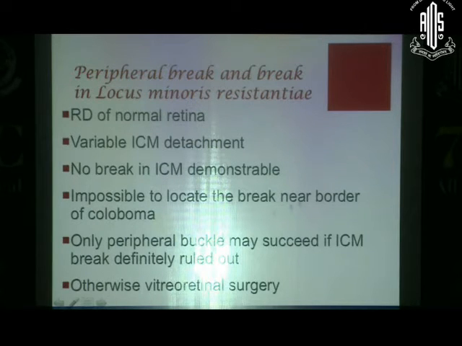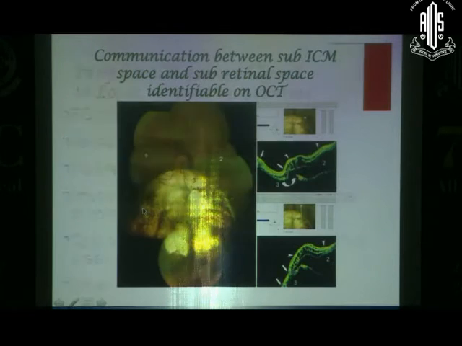It's impossible to locate the break near the border of the coloboma clinically, and only a peripheral buckle may succeed if you can definitely rule out an ICM break, because the break at the junction of the coloboma with the retina, that is the locus minoris resistentiae, is not in communication with the vitreous cavity. It's a peripheral break which is in communication with the vitreous cavity. If you seal it, everything should be okay, provided you are sure in your estimate and judgment of what is happening. Otherwise, you do vitreoretinal surgery.